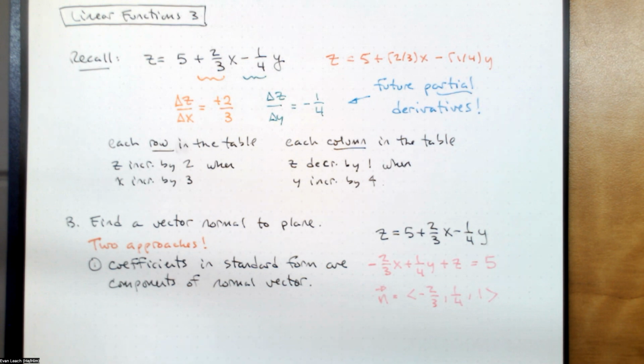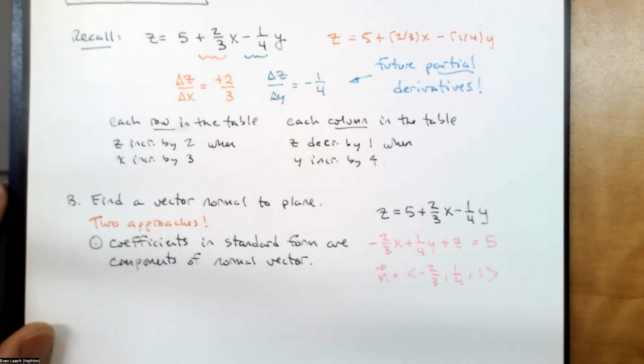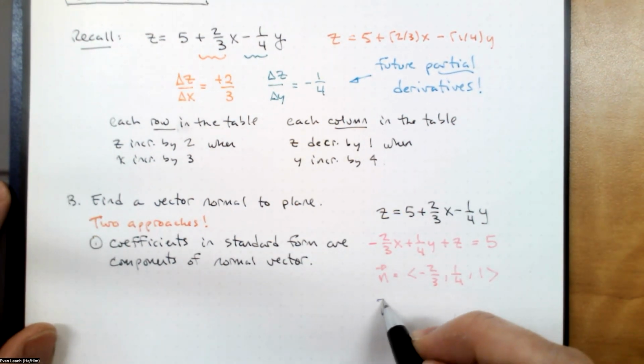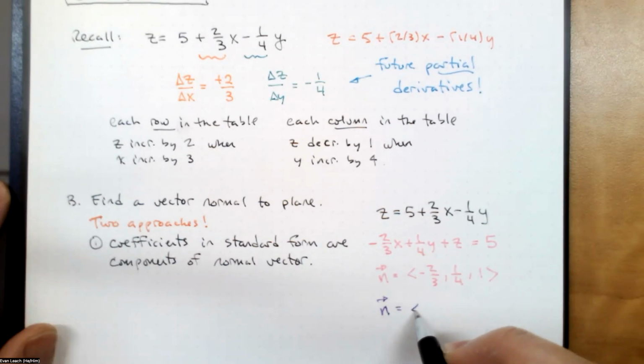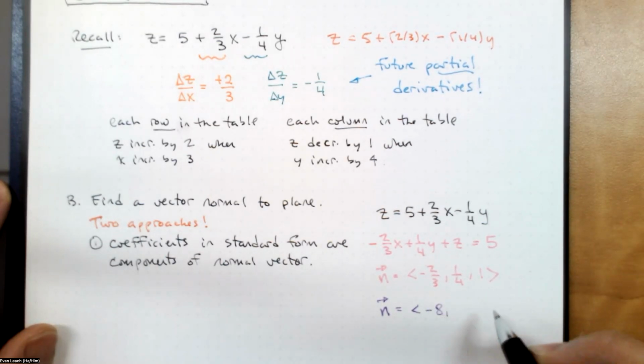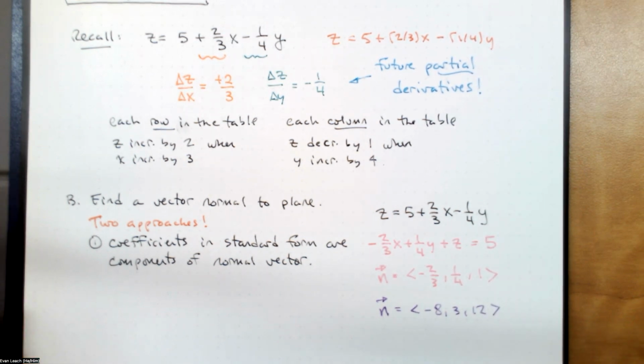If you multiply everything by 12, you multiply this by 12, this, because I wanted to clear out the denominators. And this will make it look like the cross product that you might have got. These two vectors are in the same direction. They have different magnitudes. The second one is 12 times as long as the first one.